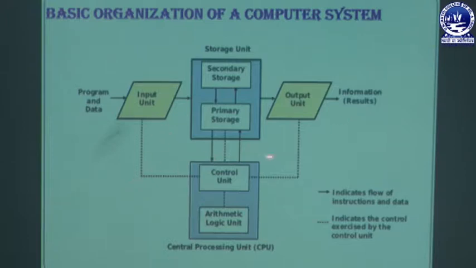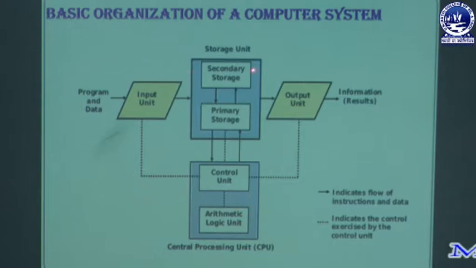And what about the dotted lines? These dotted lines come from the control unit. As we have already discussed, the control unit is responsible for controlling each and every function of the computer. What are the functional units here? Input unit, output unit, storage unit and the central processing unit. That's why the dotted lines are connected from the control unit to the input unit, the storage unit, the output unit and the arithmetic logic unit. That is what it means.